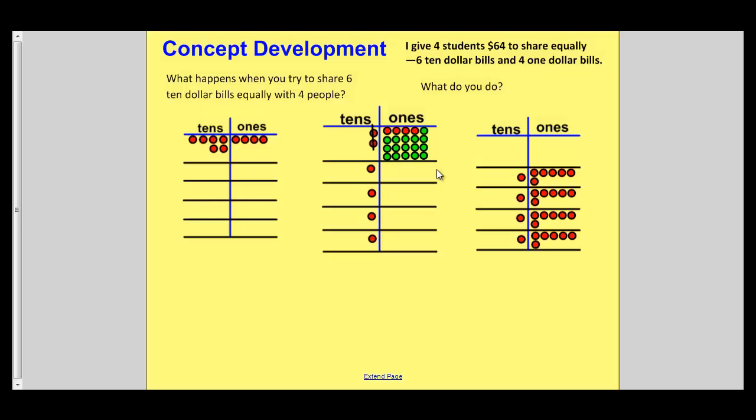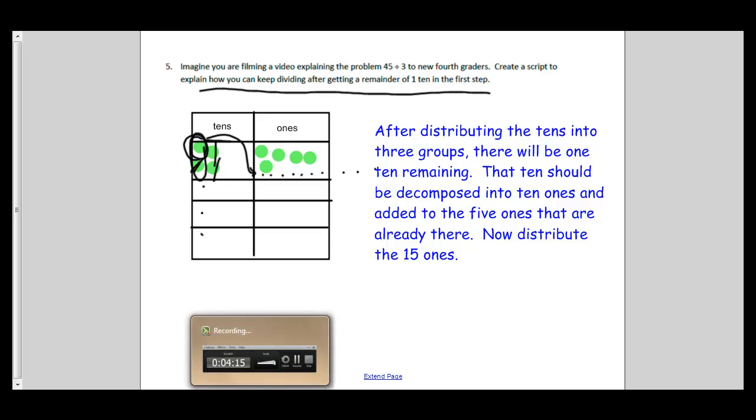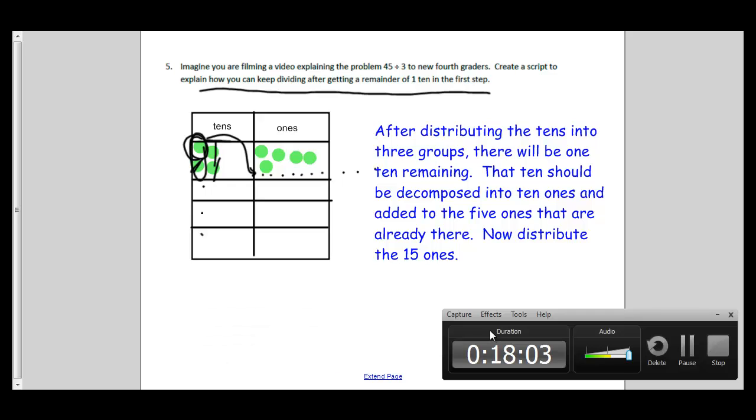All right, so I hope that this has helped you a little bit with remainders. Make sure that if you need to come back and rewatch this video to help you with remainders, come back and watch it. Look at your problem set if you get stuck at anything on the exit slip.